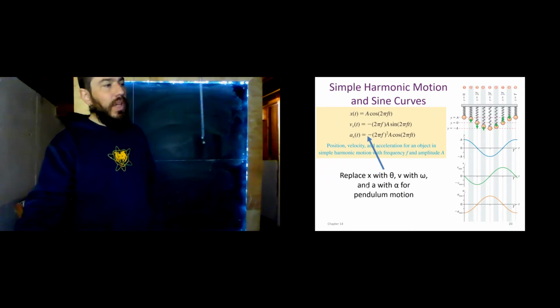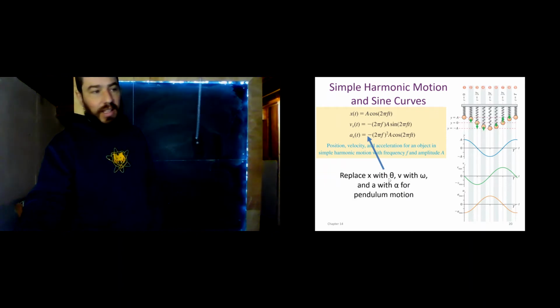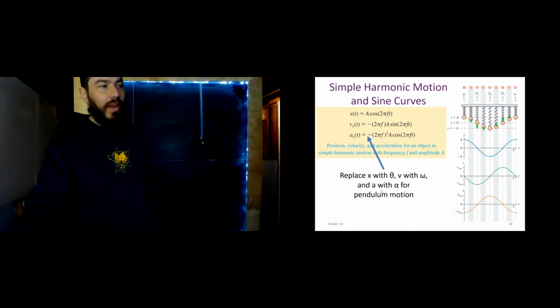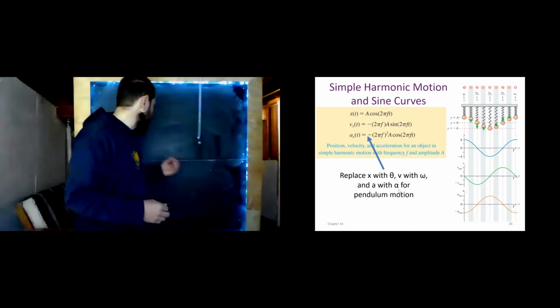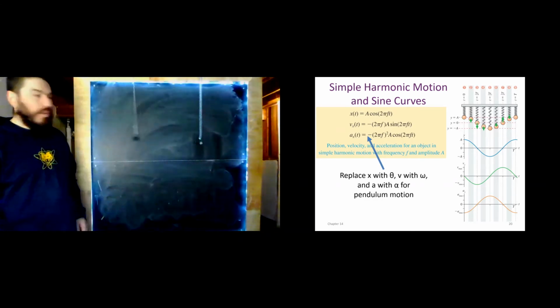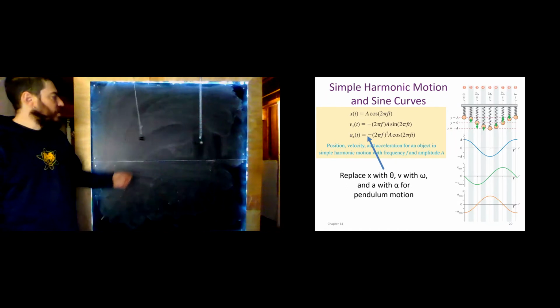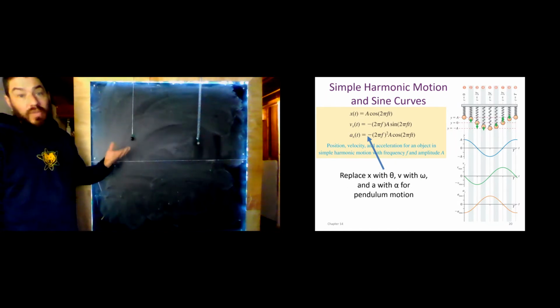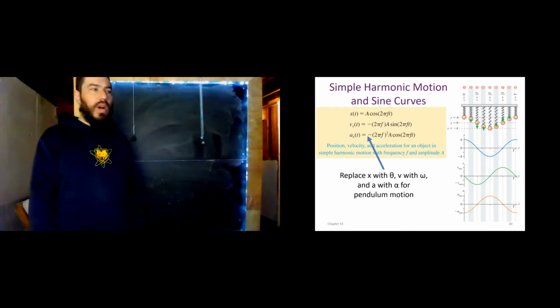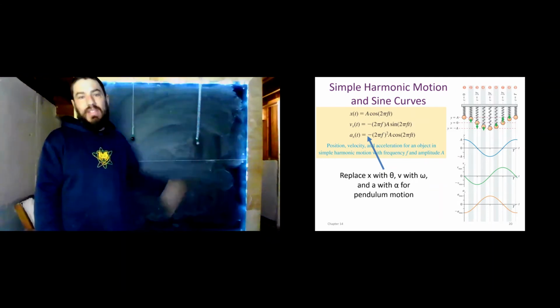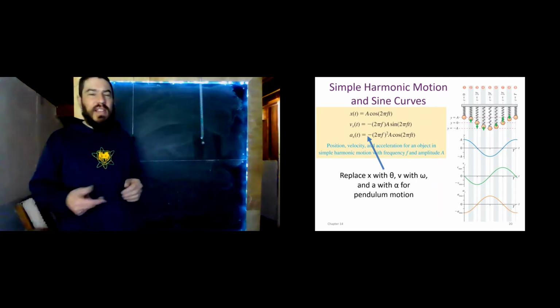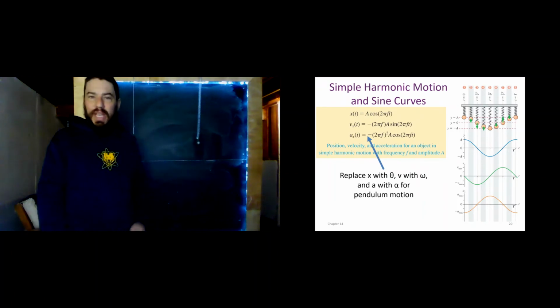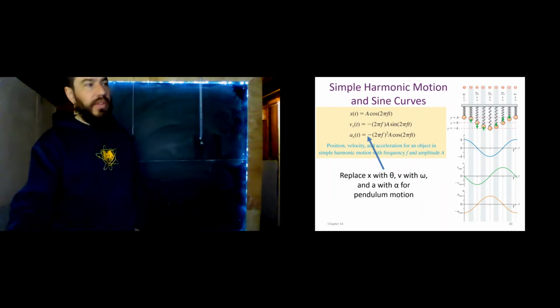If we're talking about a pendulum, we simply replace x with theta, v with omega, and a with alpha, because a pendulum really is moving in a portion of a circle. And so we should use our circular motion variables for that situation. We'll focus mostly on the mass on the spring. It gets us all of the physics without getting into some of these more complicated circular motion variables.